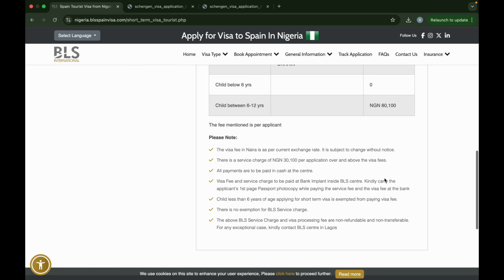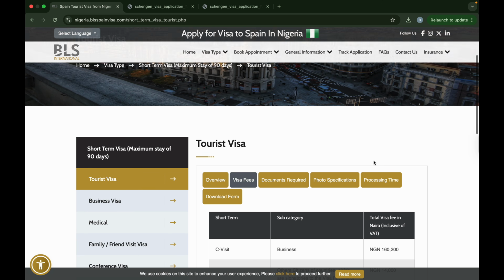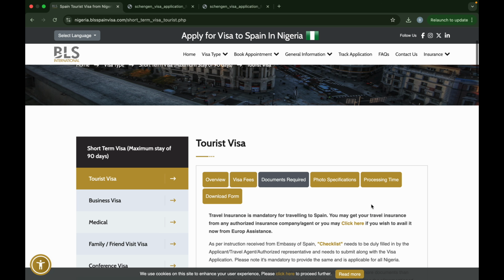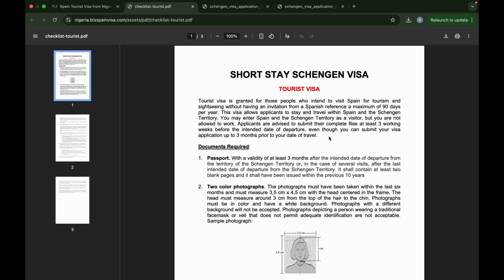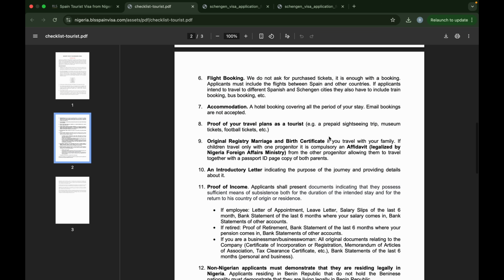Now, the service fee, which is for BLS, because this amount is the visa fee, it doesn't include the service fee that BLS takes. Service fee is 30,100. Again, this is also subject to change. As you can see written here, the amount is subject to change per the current exchange rate. So we go back up and click on documents required. Now, this is another place you can click on the checklist to download. In the checklist here, you would see a total breakdown of some of the documents you need.